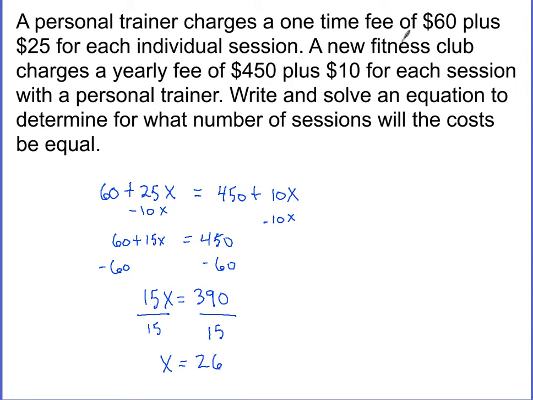But if I only want to go once a month, so I'm only going to do 12 sessions a year with a trainer, then this one is going to be a lot cheaper. But if I want to do 52 sessions with a trainer, do it every week, then this one's going to be cheaper. So that's the use of these type of expressions, or being able to do these, is you can compare the values of two different things.